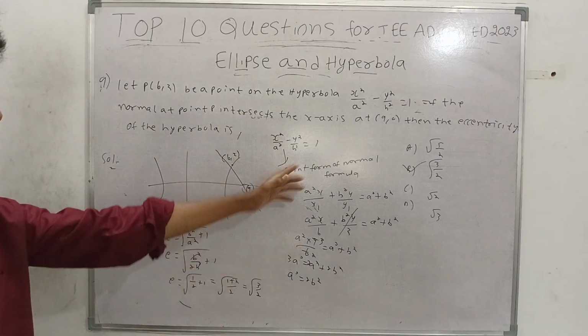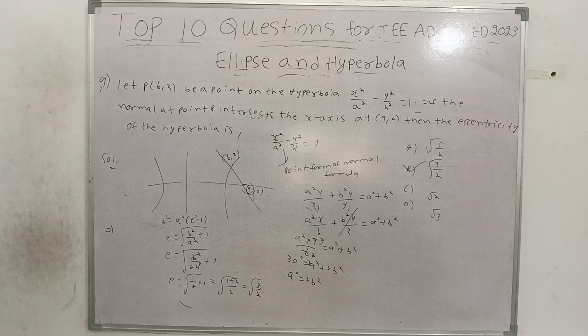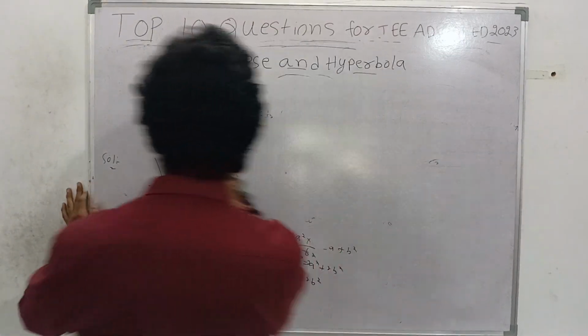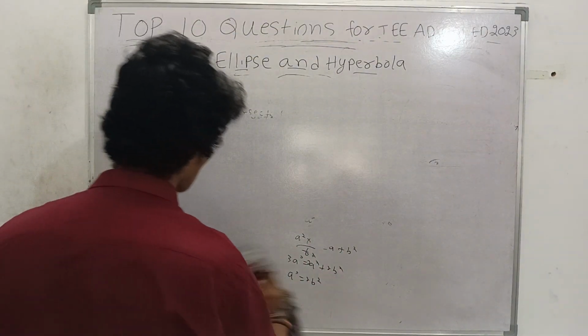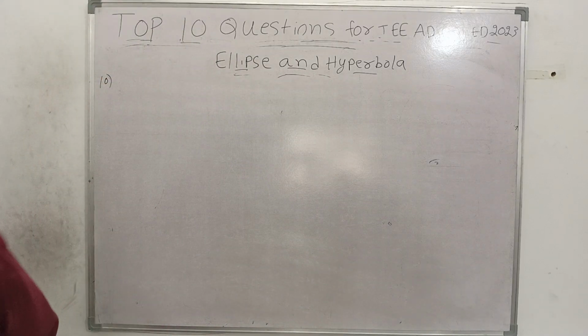Just by taking the point form normal equation and equating to the eccentricity formula, b square equal to a square into e square minus 1, you will be able to solve. This is the 9th question, and now the 10th question, the last question.